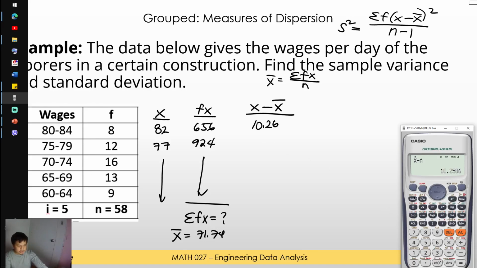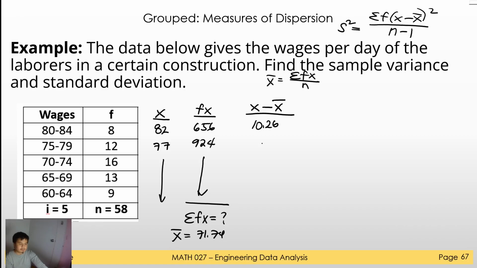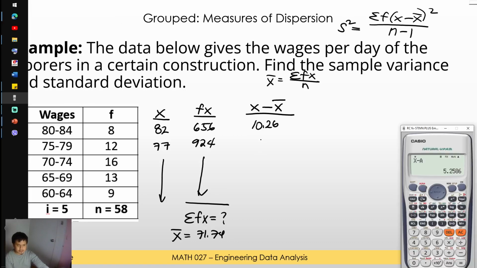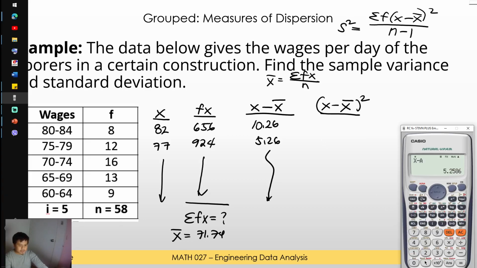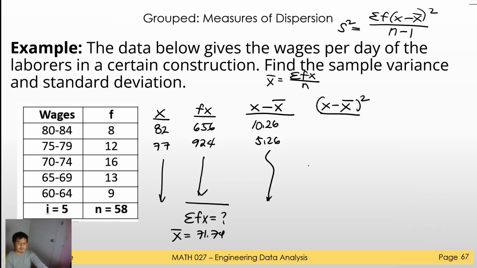And then we will do this as well for the second row. The x here is 77, and the A remains the same. So this will be 5.86, and do this as well for the other values. And then we want to find the squares, the x minus x bar squared. So we have to square the 10.26. 10.26 squared will be 105.27.